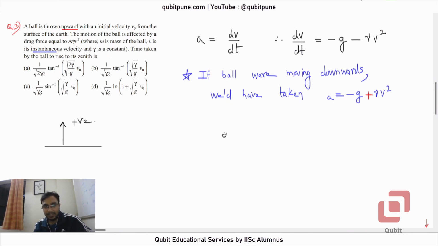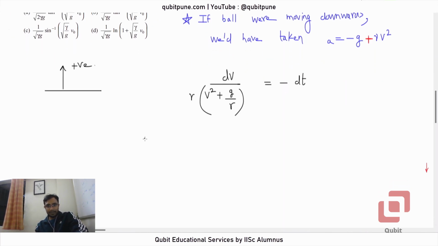So what I'll do is I'll separate the variables. So dv by, I'm going to keep the negative sign here, it is g plus gamma v squared. Let me write it as v squared plus g by gamma into gamma. Have you followed this? Okay, I've done multiple things here. First, I've reversed the order and then I've taken gamma common. Fine.